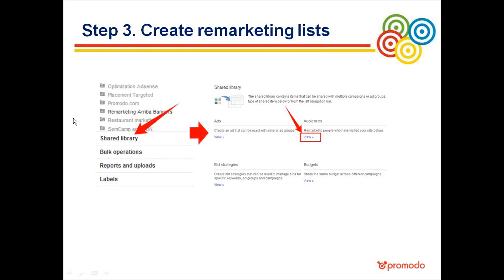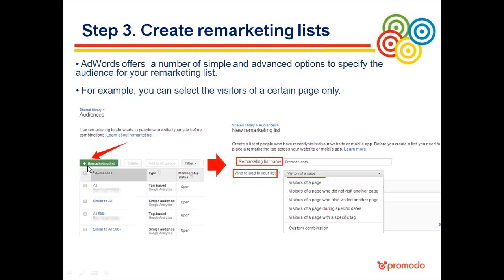So in order to do that, you navigate to Shared Library and then click View. When you click this, you see this window where you should select Add Remarketing List, and in the next window you will specify the audience you would like to segment. So you write the name, the descriptive name of your list, and then you have these options. You can select whether you would like these visitors to be the visitors of a certain page, or you would like these visitors to be the audience which did not visit a certain page. As you see, there is a number of options.